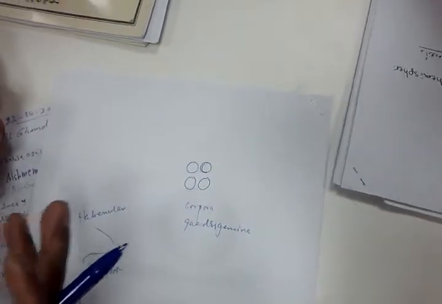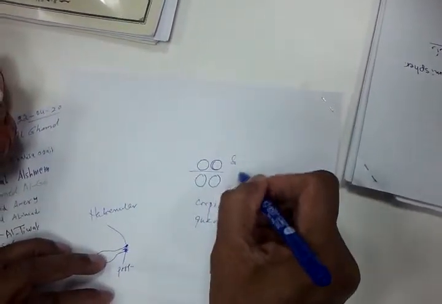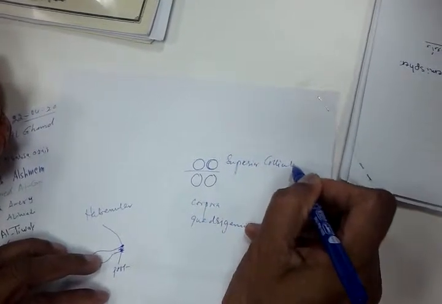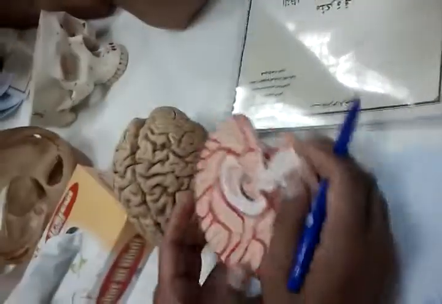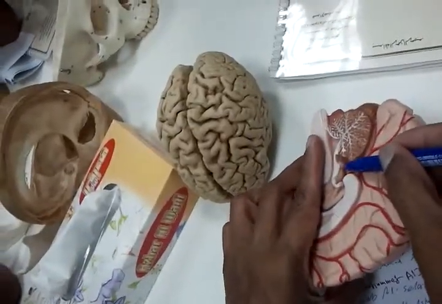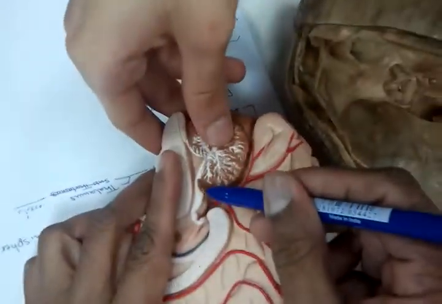The four are known as corpora quadrigemina: two superior, known as superior colliculi, and two inferior colliculi. Because we have cut it from the midline, we can see one superior colliculus and one inferior colliculus. Where is the other one? The other one has been removed, hidden. This is the superior colliculus. This is the inferior colliculus.